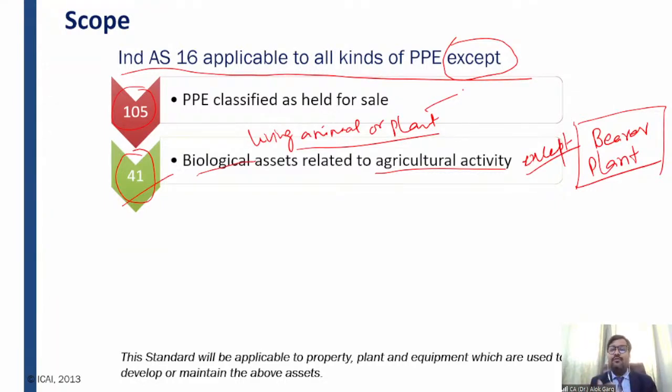If cows are used for plowing the fields, for agricultural purposes, then those cows are also covered under Ind AS 41, not Ind AS 16. But sir, if the cows are used for transportation of goods and services, or horses are used for transportation of goods and services, then it will be covered under Ind AS 16 property, plant and equipment. Why? Because it is not related to agricultural activity.